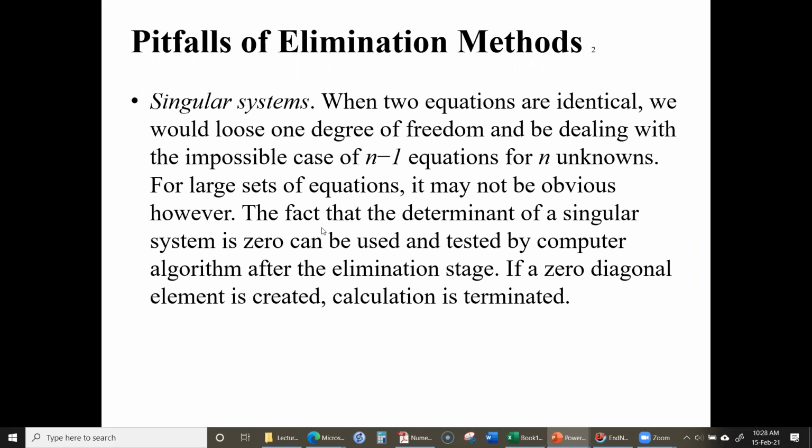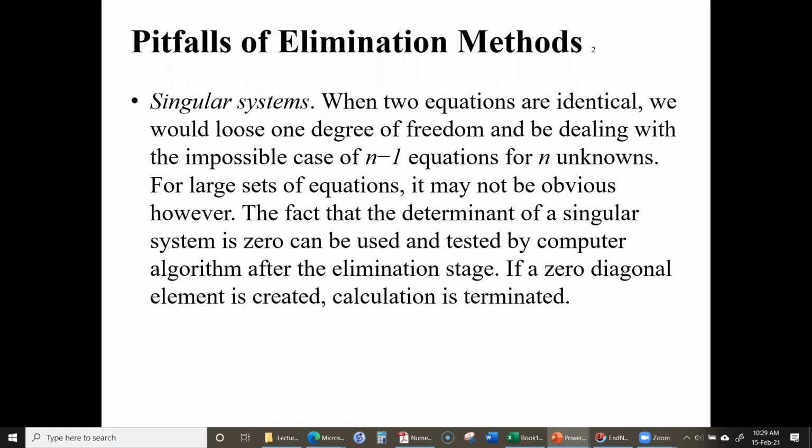However, the fact that the determinant of a singular system is 0 can be used and tested by a computer algorithm after the elimination stage. If a zero diagonal element is created, the calculation is terminated. So the singular system is that system in which we will have two identical equations. So in those situations, we will not have any unique solution from the system.